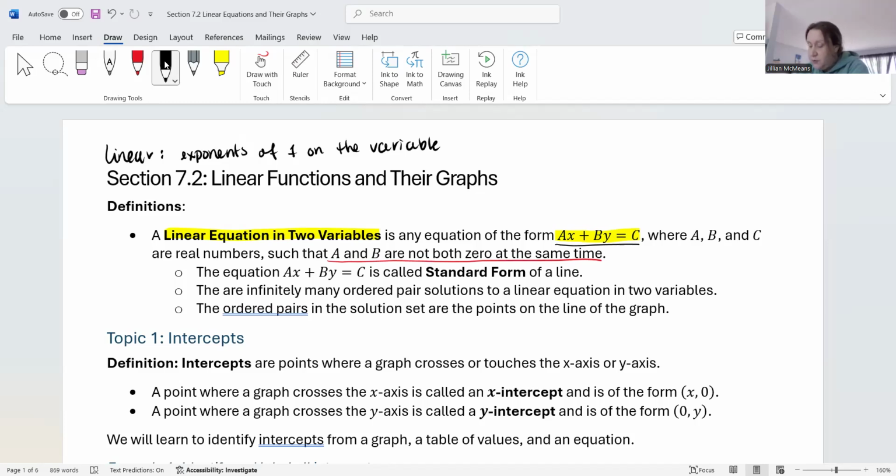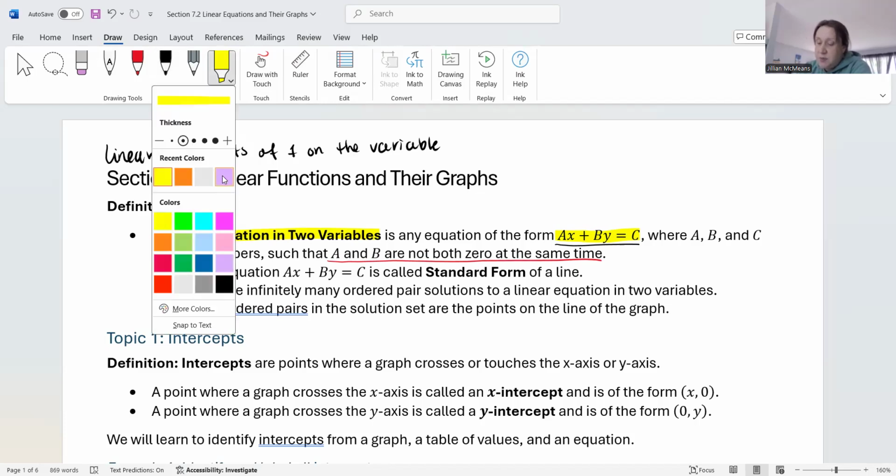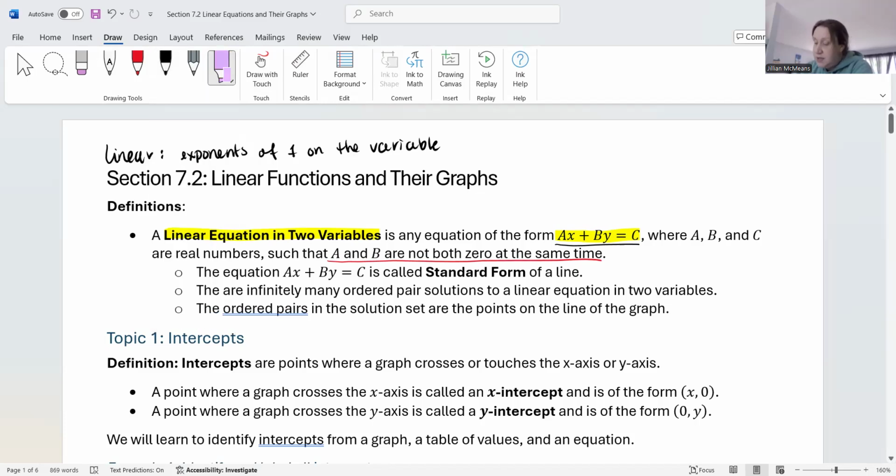Now, a few other pieces of information about this. We do call ax plus by equals c standard form. We will talk about different forms of linear equations in two variables: slope-intercept form, point-slope form, horizontal lines, vertical lines. But this right here, ax plus by equals c, is what we call standard form.